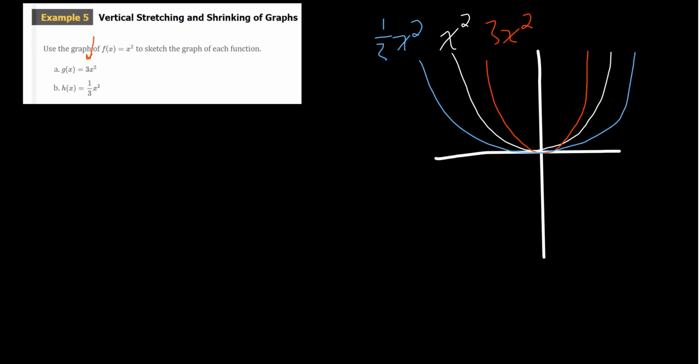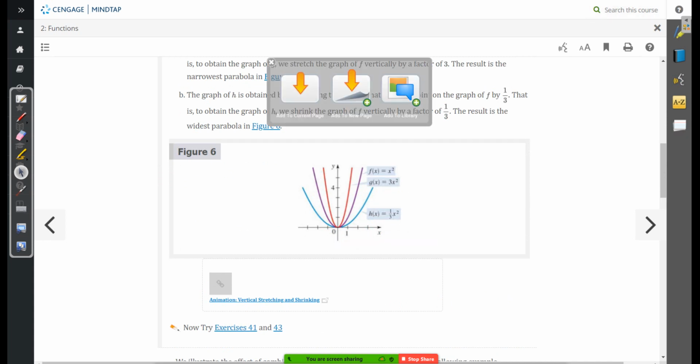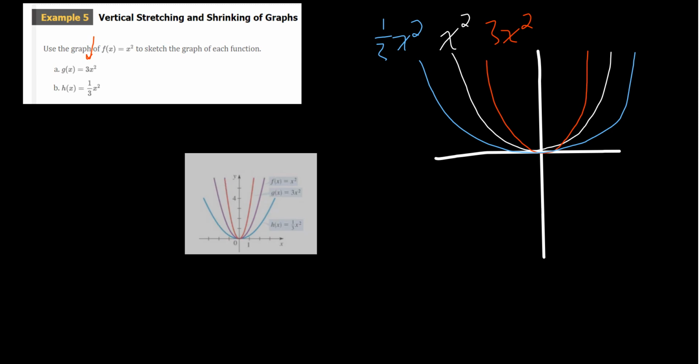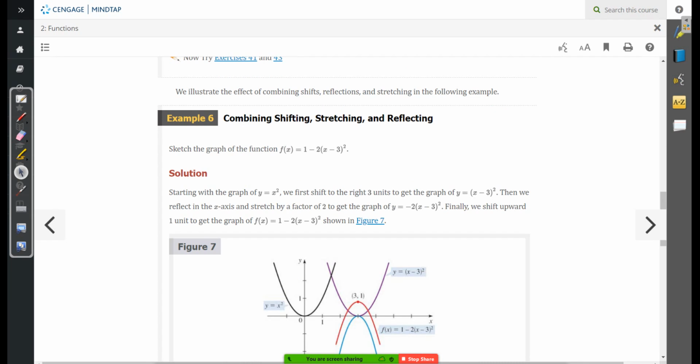Oh yeah, I wanted to give you the good graph. So I graphed the not so good one, then I snipped the good one, like so. So that is a vertical stretch. Okay, so combining, we'll do this one.